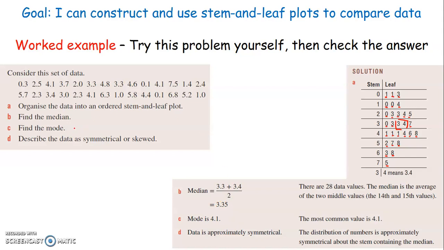Okay. Question C asks us to find the mode, and remember the mode is the most occurring number, and 4.1 occurs 3 times. Okay, and that's the most occurring number. And D asks us to describe the data as symmetrical or skewed. I can see here that the peak of this plot is somewhere in the middle. Now it's not exactly in the middle, but it's good enough. And then also the two sides are approximately the same, right? So we can say that the data is symmetrical.